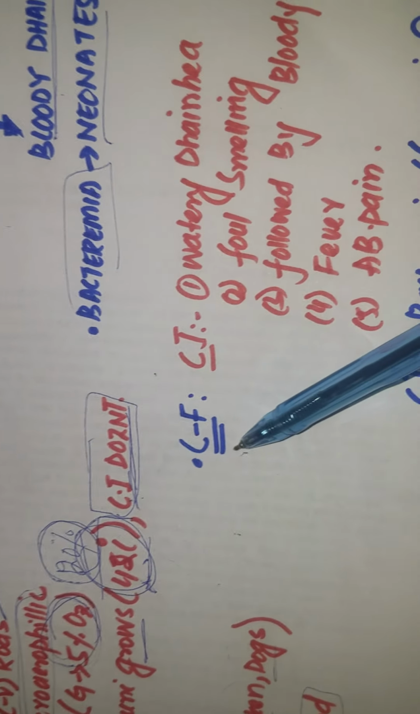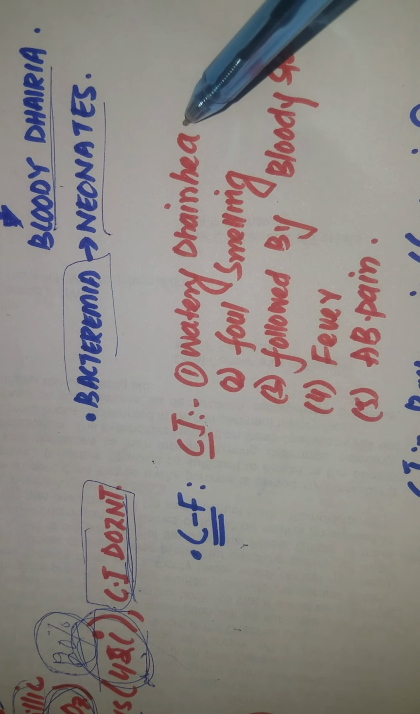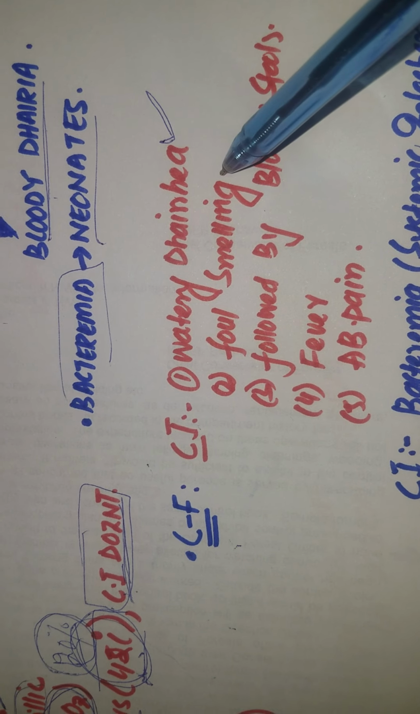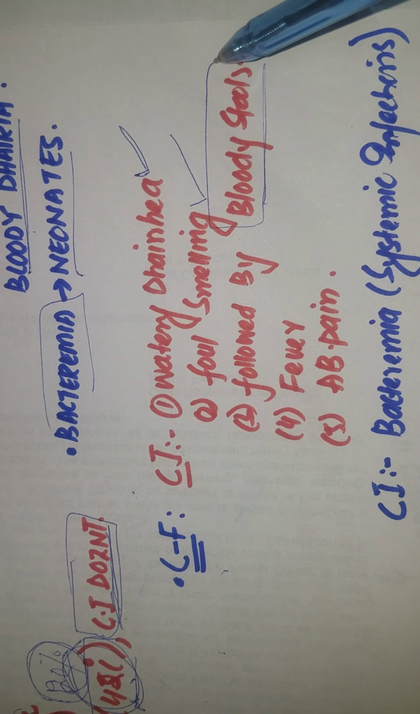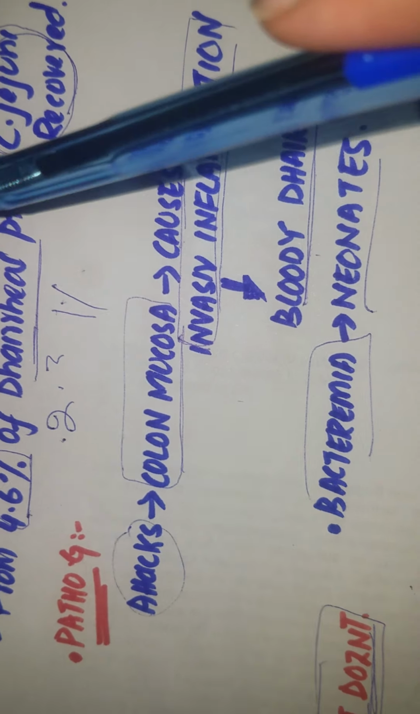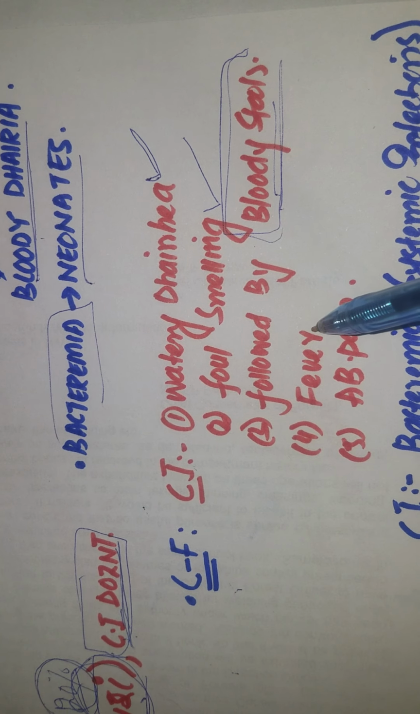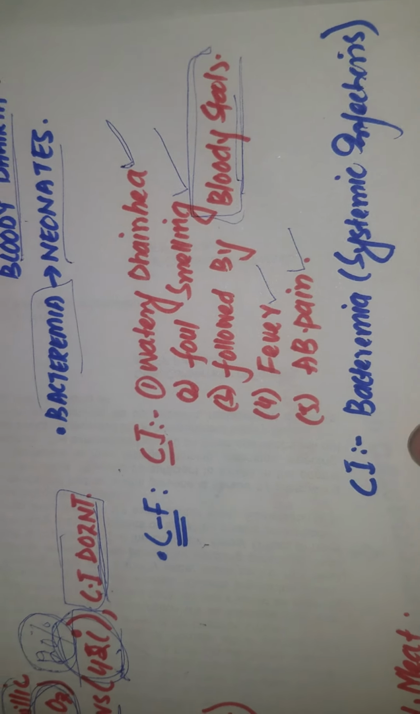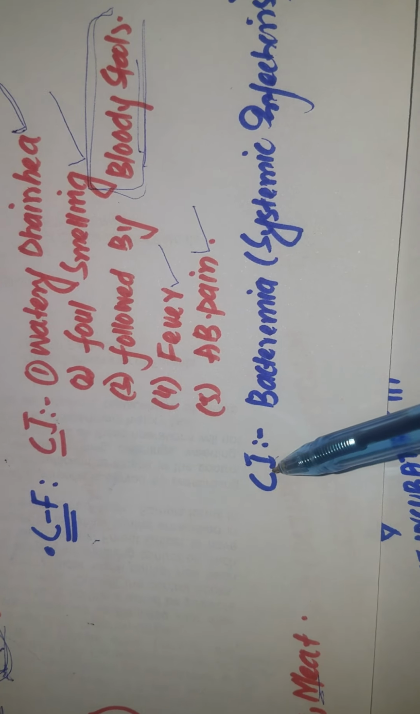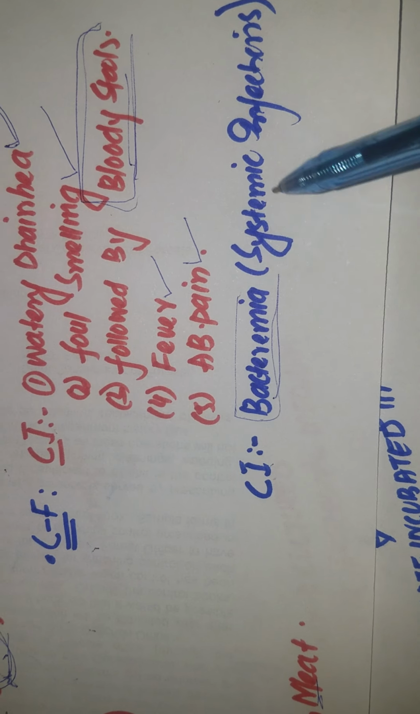Coming towards the clinical findings of Campylobacter jejuni: first, there is watery diarrhea which has a foul smell. Then it is followed by bloody stools because it is an invasive inflammation. So there will be bloody stools having neutrophils, and there will be fever and abdominal pain. Campylobacter intestinalis causes bacteremia and other systemic infections.